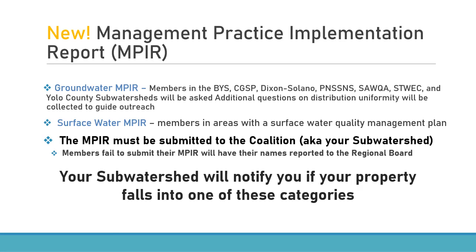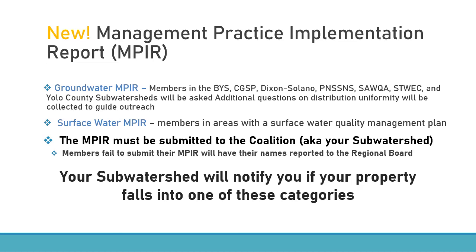requirements. However, there will be an additional 10 questions required from members in the BYS, Colusa Glen, Dixon Solano, PNS, SNS, Sac Amador, Shasta Tehama, and Yolo County subwatersheds. These questions will be related to distribution uniformity, and they are designed to help guide coalition and subwatershed outreach, as distribution uniformity plays an important role in irrigation efficiency, nitrate leaching, and protection of groundwater quality.